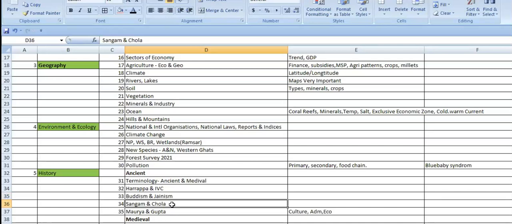Now, when it comes to Sangam literature, it is all about Madurai. Chola is all about Tanjore, the Rajaraja and all those periods. Now, for Sangam, you don't specify who was the king, but at least for Chola, you can specify Rajaraja and Rajendra and Karikala Chola like that. In Sangam, there are no kings specifically, but literature is very, very important. So what is the culture that is followed, the administration, what type of economy they had, this you have to follow.